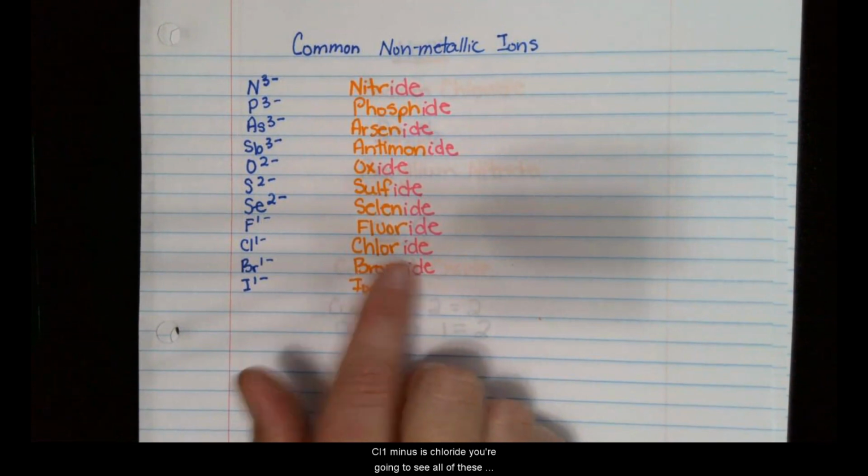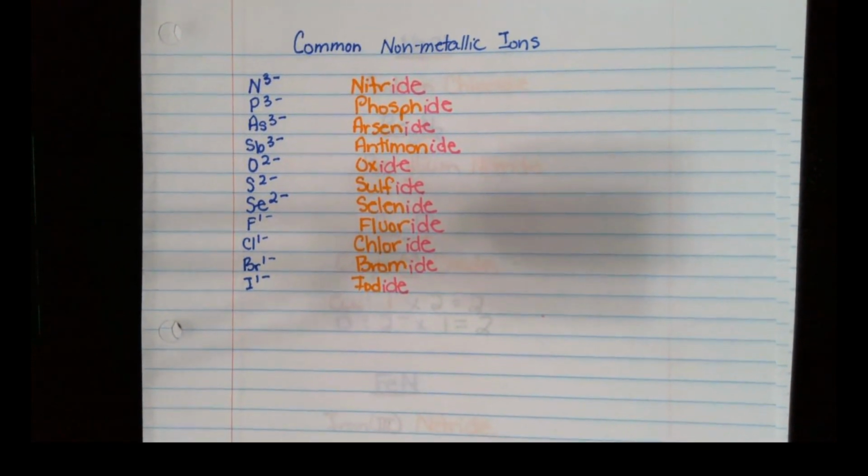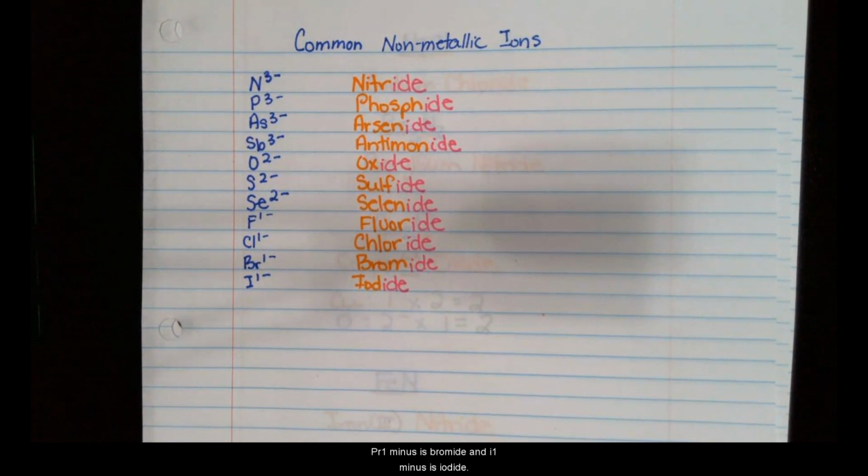Cl1 minus is chloride. You're going to see all of these without the charges, though, in ionic compounds, so you have to look for the element symbol. Br1 minus is bromide, and I1 minus is iodide. Now remember, you're always going to look at the anion first, so let's do some practice.